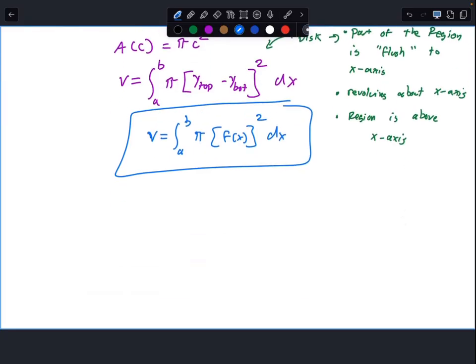And I know most of you will write this as volume equals, you'll write the pi on the outside, a to b, f of x squared dx. This is also perfectly fine. But I want you to note that the pi that you're seeing in this formula comes from the cross section being a circle, where the radius is that chord. Okay.